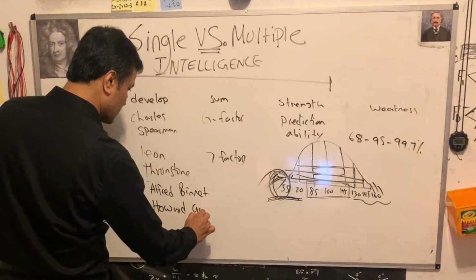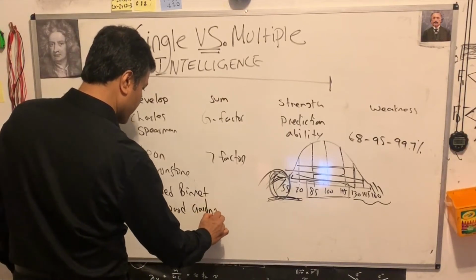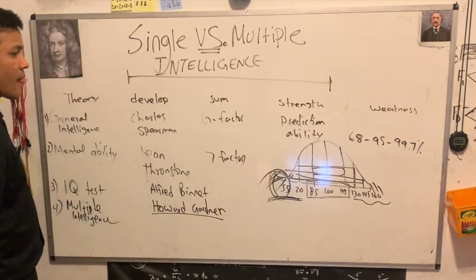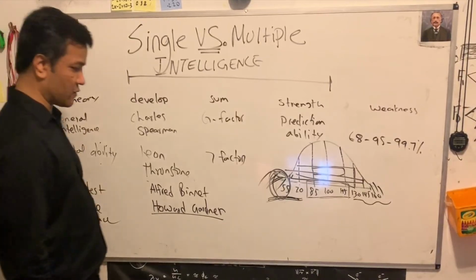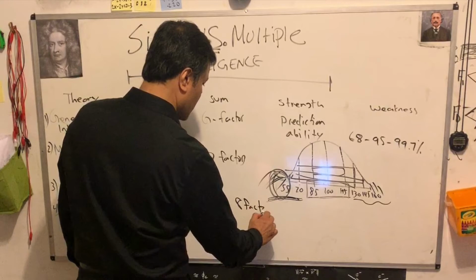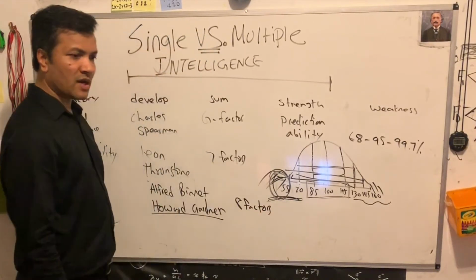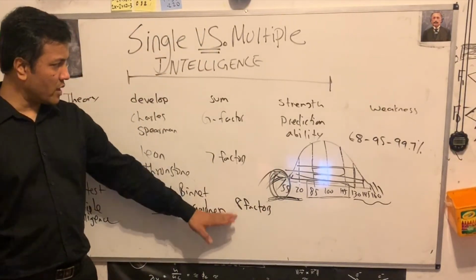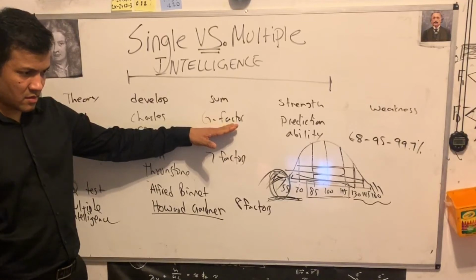Howard Gardner. Does he keep teaching at Harvard? Yeah, even now he's alive. And he said that there are 8 factors. That's right. Alright, now I'm going to write all those factors. Now, the politician always use this one.